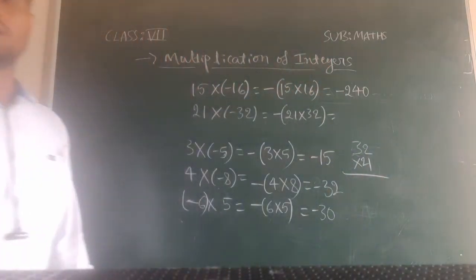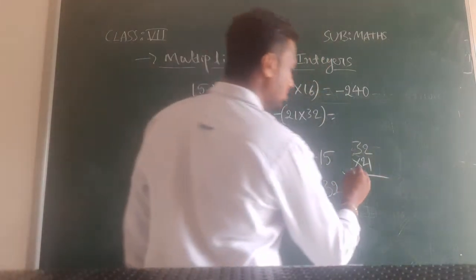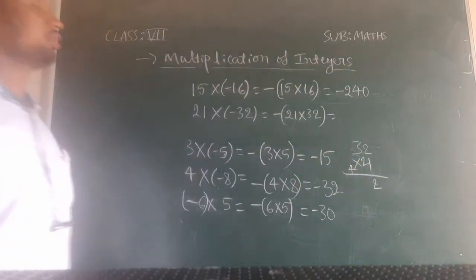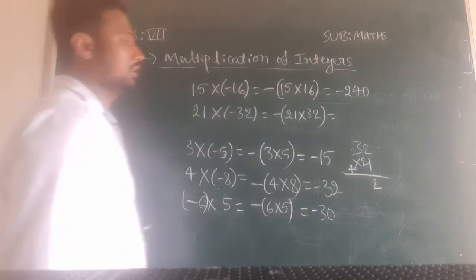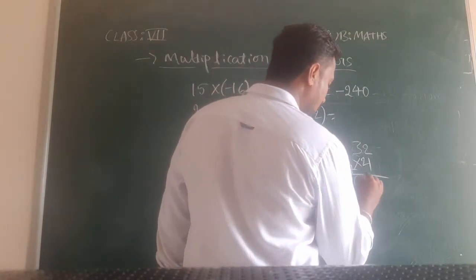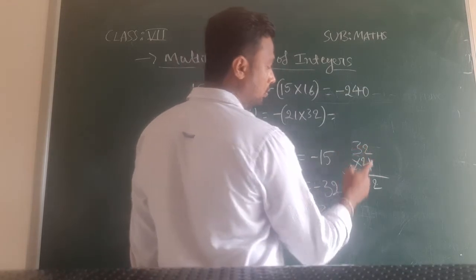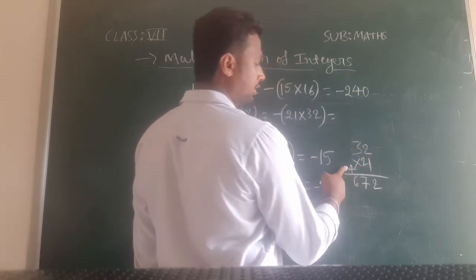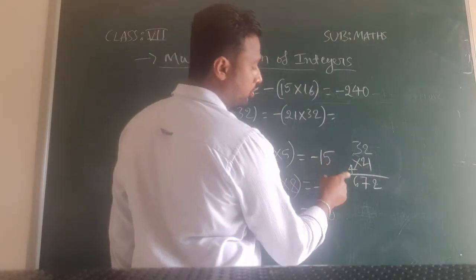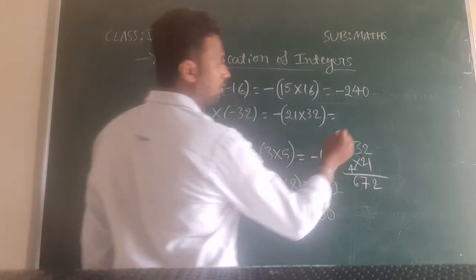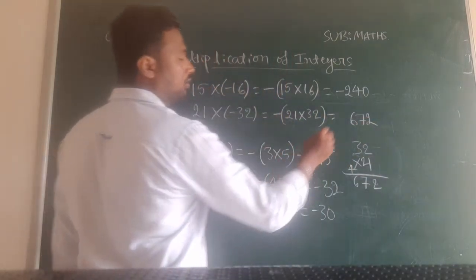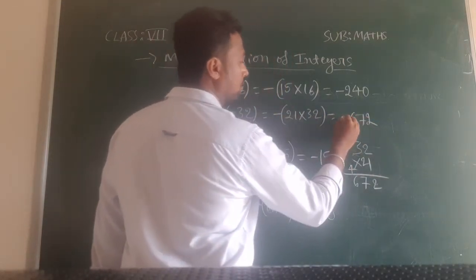So 32 first I will write, and I will multiply this with 21. Here 2 into 21 means what we will get? 2 into 21 means 42. 21 into 3 means what you will get? 63. So 63 plus 4 is 67. So 21 into 2 is 42, and 4 is carry here. 21 into 3, 63. 63 plus 4, 67. So here I will write 672, and outside this bracket we have minus, so I will consider minus.